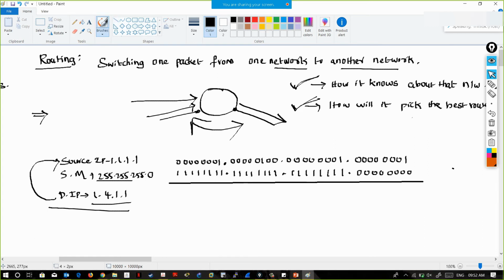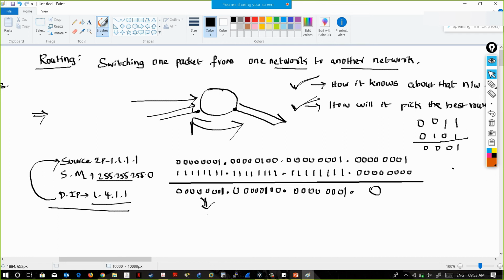AND operation is: 0 and 0, the value will be 0. 0 and 1, the value will be 0. 1 and 0 is 0, and 1 and 1 is 1, right? So all will be zeros except the ones that match. Now converting this again into numeric form, we get 1.4.1.0, right?